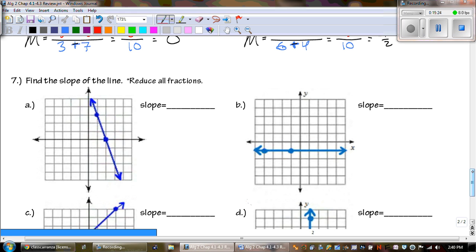All right. Find the slope of the line. And once again, remember to reduce all fractions. So just by looking at this, I know that it's falling. So I'm going to have a negative slope. I count how many I go down, which is -3, and to the right one. So I would say that my slope is -3/1, but I can reduce that to -3.